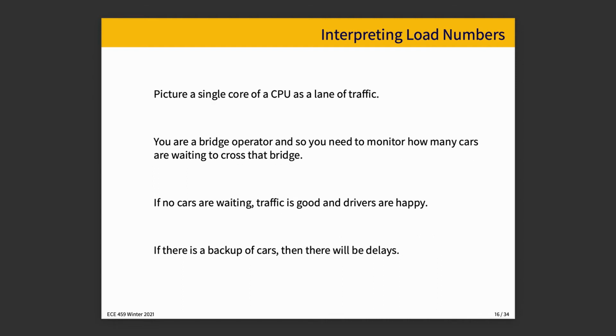Okay. Let me give you a little more context about interpreting those load numbers, though. So, picture a single core of a CPU as a lane of traffic, and you are a bridge operator, so you need to monitor how many cars are waiting to cross the bridge. Obviously, for safety reasons, you can't allow an unlimited amount of vehicles on the bridge at the same time. If no cars are waiting, traffic is good, drivers are happy.